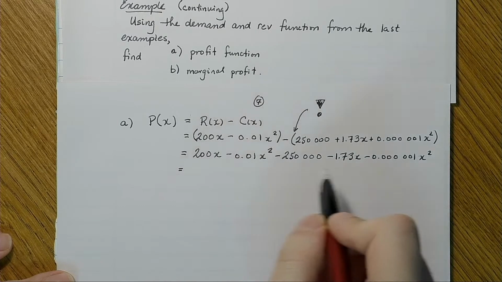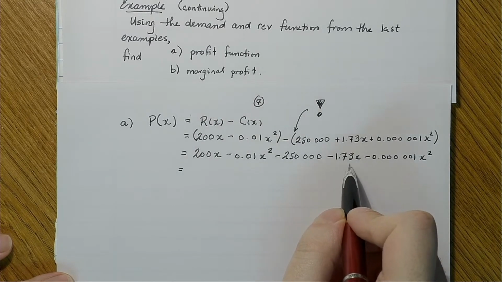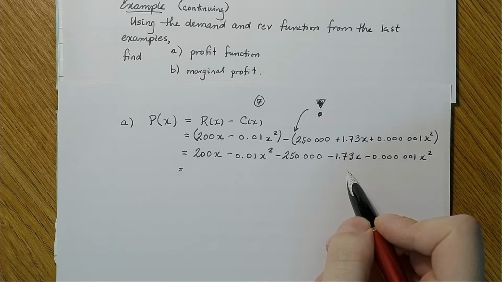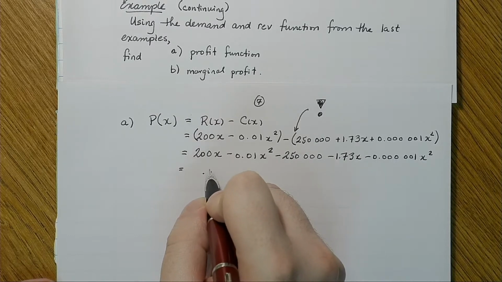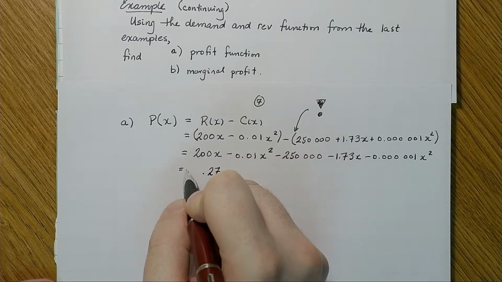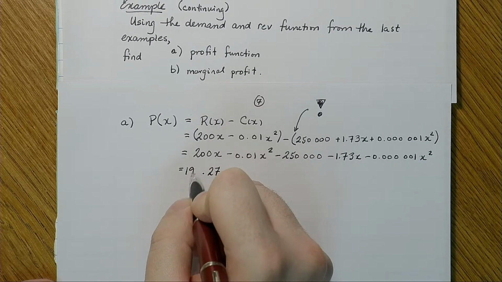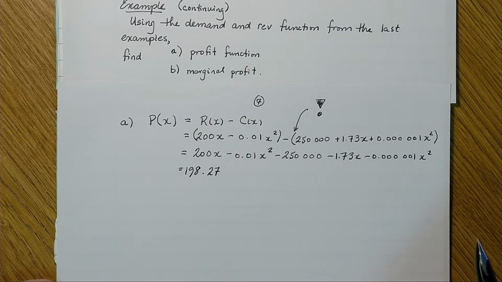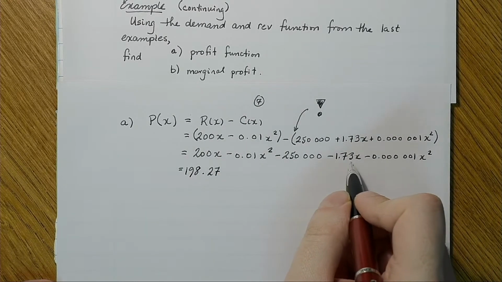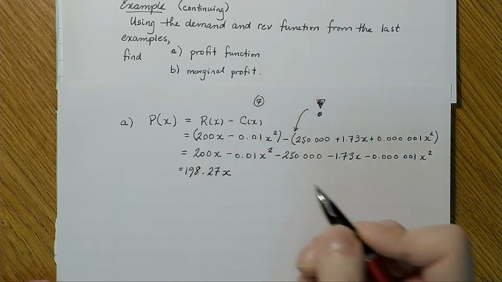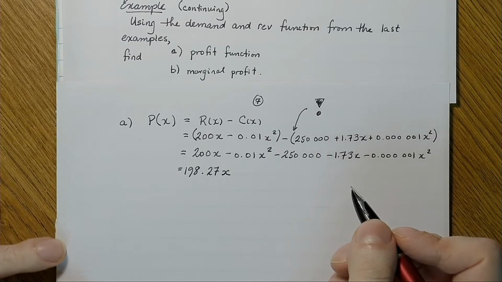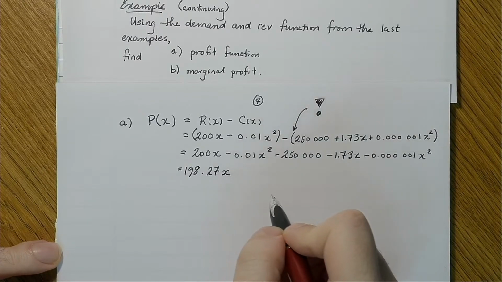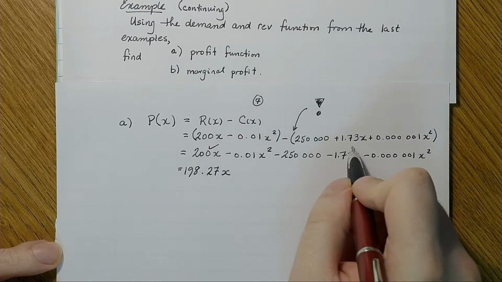I have 200 minus 1.73, which is close to a quarter, which then makes that close to 27. So it's 27, and then we're taking off close. Okay, so that's 200 minus 1.73x. Again, just making sure I'm doing that right. So I've done this one and this one.